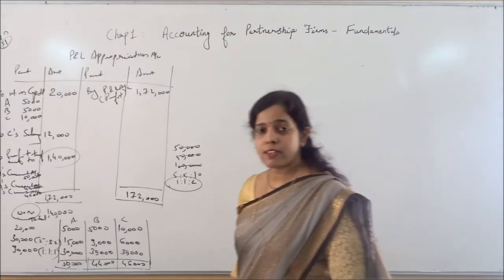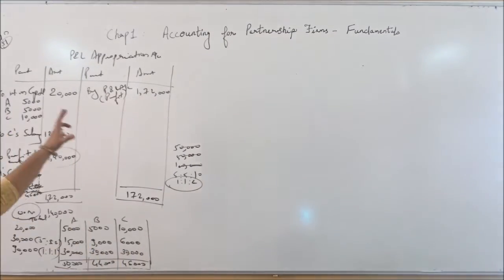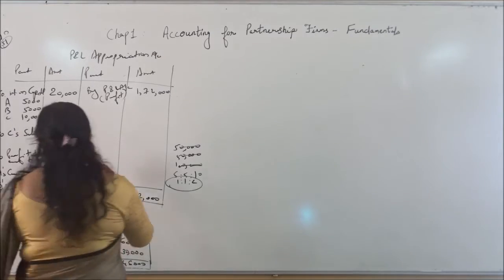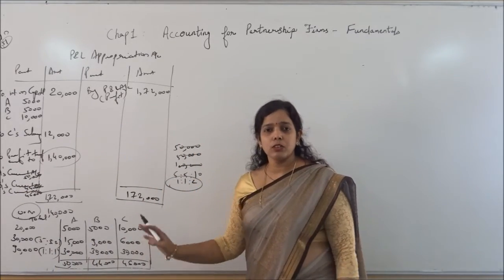In the last video we have seen how to solve this P&L appropriation account, and we have seen the calculations here. You can see here. Now what is remaining? We have found out the profit. Now journal entries we have to pass.